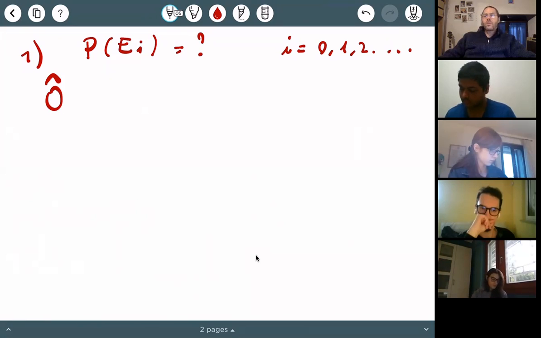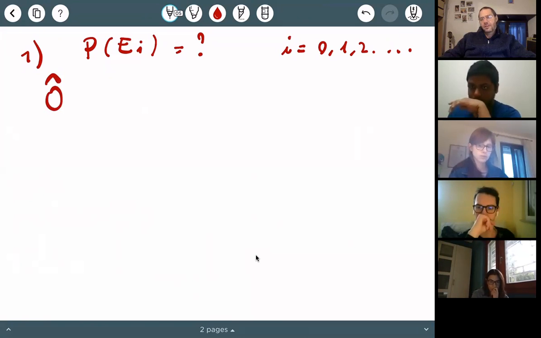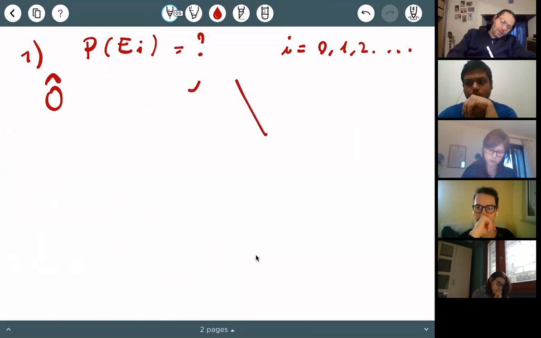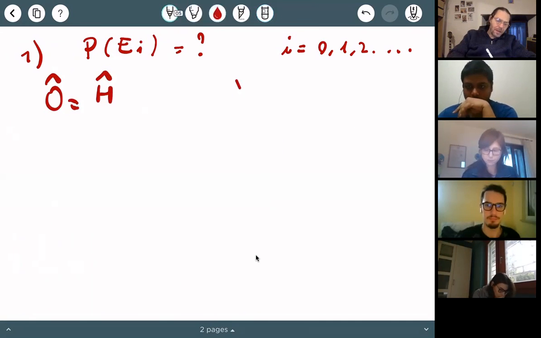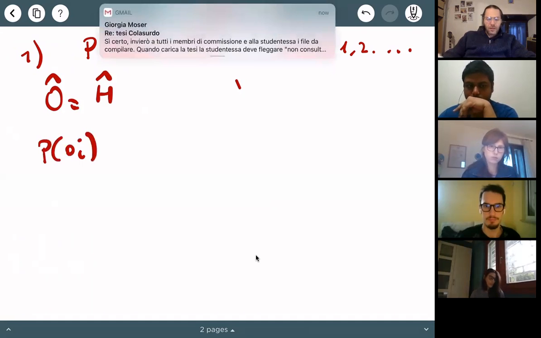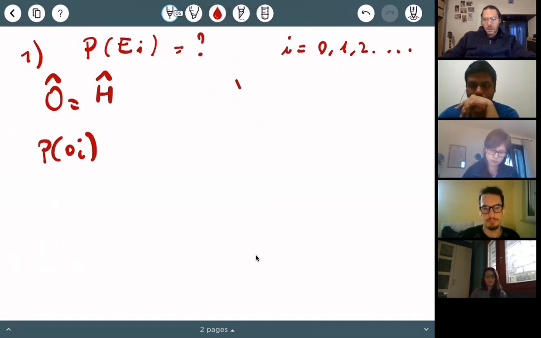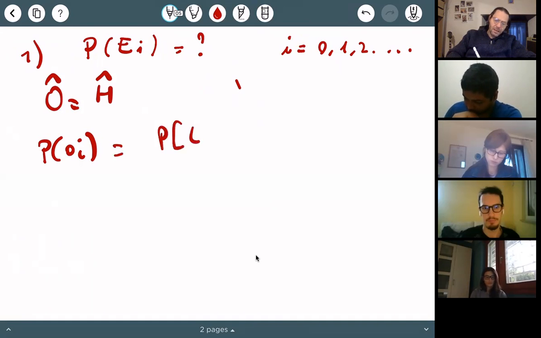What is the quantity we want to measure now? What is the quantity being measured? Energy. Okay, so what is the operator associated with the energy? The Hamiltonian. Okay, so first thing we learned, the operator in this case is the Hamiltonian. So what do we want to find out? We want to find the probability of observing the eigenvalue, the eth eigenvalue, which in this case is the probability of observing the eth energy.